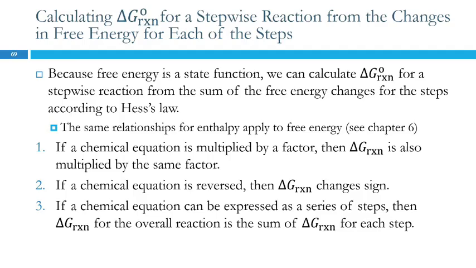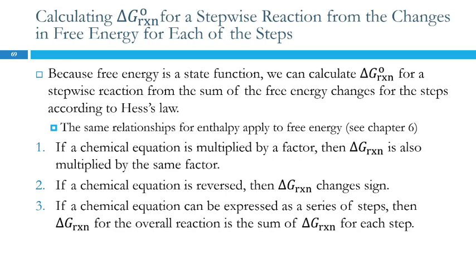Okay. Calculating delta G for a stepwise reaction from the changes in each of the steps. This is the same process we did with delta H in Chem 1A. So free energy, like enthalpy, is a state function. So we can calculate the change by looking at the free energy changes for the steps in the reaction. Hess's law says if you add up all the changes in the steps and the steps add up to the overall equation, then those changes will add up to the overall delta G. So same relationships as for enthalpy.